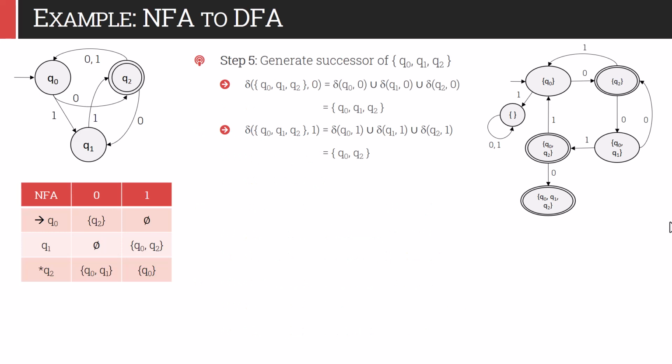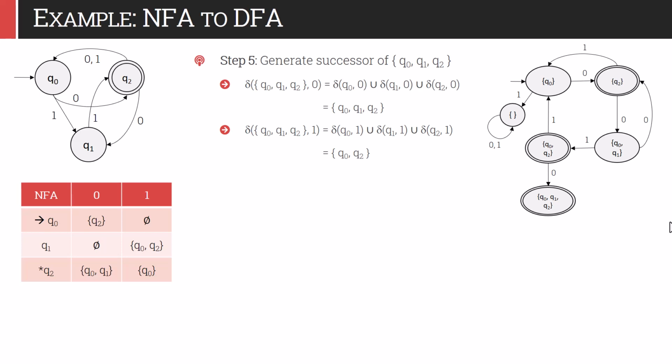So when we compute the successor or the delta function of Q0, Q1, Q2 on input 0, that can be given by the union of delta Qi, 0. That is delta Q0, 0, union delta Q1, 0, union delta Q2, 0. And when we find the appropriate transitions and take the union, it will give us Q0, Q1, Q2, which is the set state itself. And transition on 1 from Q0, Q1, Q2 will lead us to Q0, Q2.